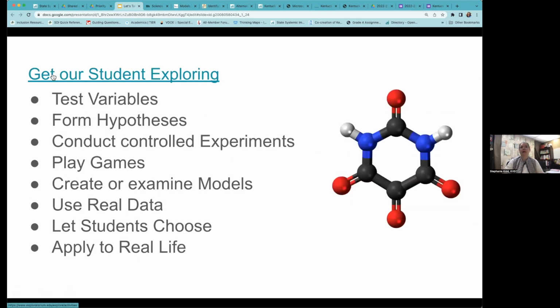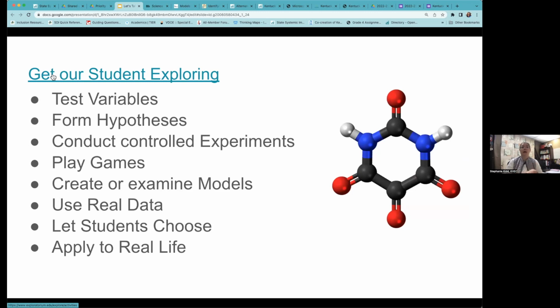All right, getting our kids to explore. For getting my kids to explore, I want to think about variables, hypothesis. I'm going to form one of those. I may have them play a game. I may have them work on a model. I may have them look at some real world data. I may have them watch a real world movie and then maybe reenact it.